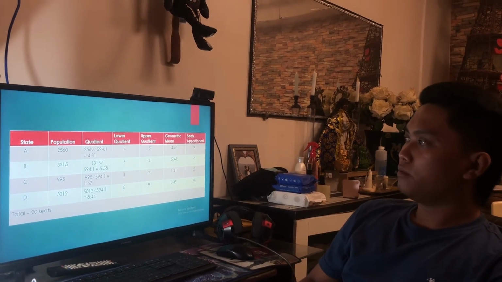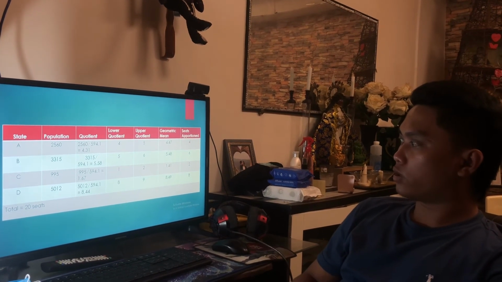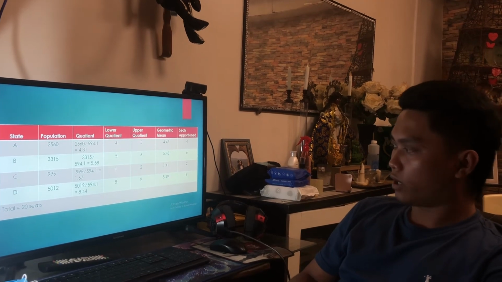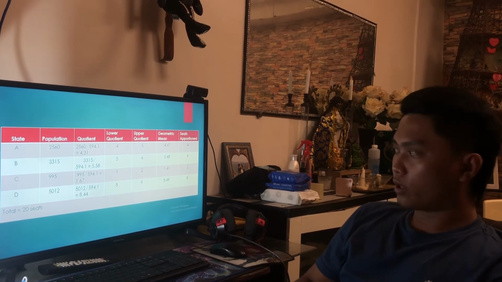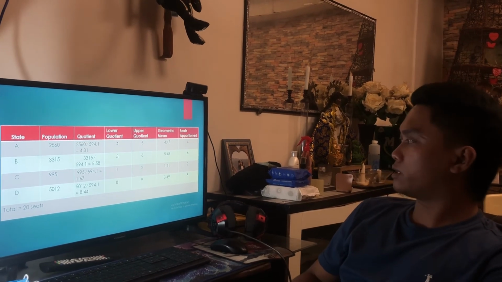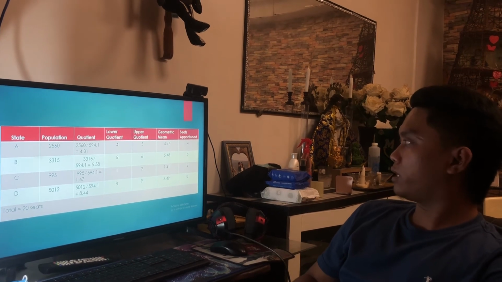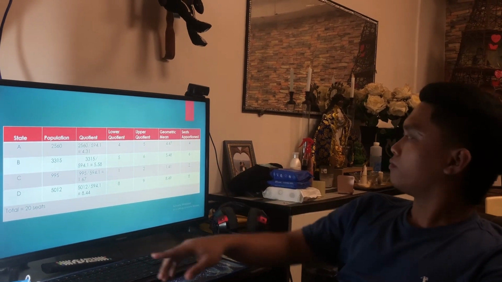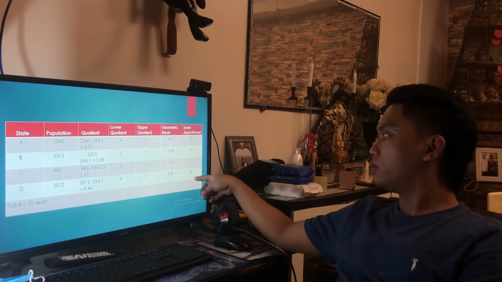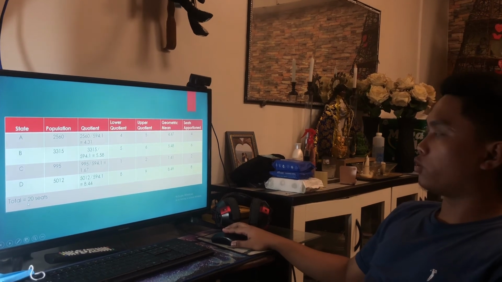For state D, population 5,012, and the quotient is 5,012 divided by 594.1, which equals 8.44. The lower quotient is 8, the upper quotient is 9, the geometric mean is 8.49, and the seat appointed is 8. And if you total the seats appointed, the answer is 20 representatives, and then the total is 20 seats.